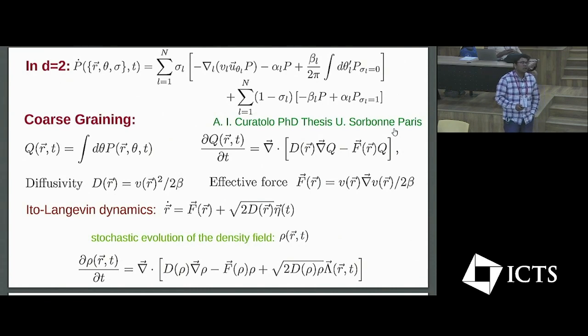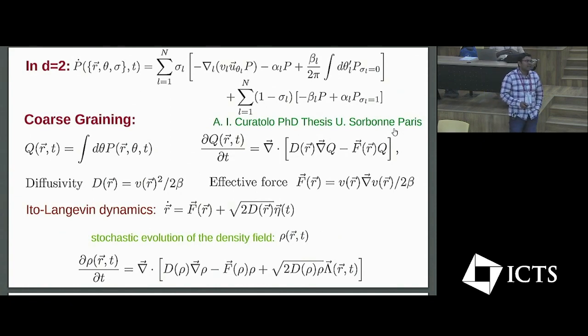Okay, so after considering the large system size and neglecting the fast moving variable, this is the evolution equation for Q, and D is the diffusivity, which looks like this, and F is the effective force. This is what it looks like. The corresponding Ito-Langevin dynamics looks like this.